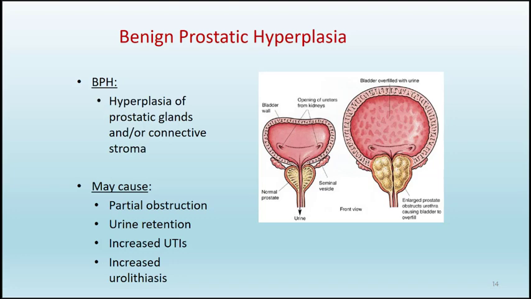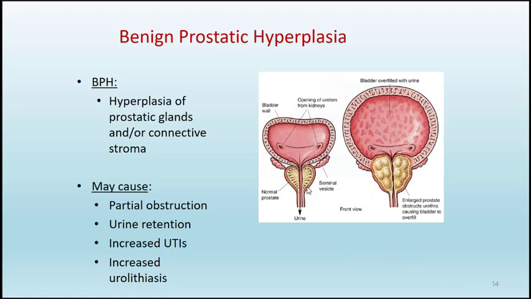Next up is benign prostatic hyperplasia, or BPH, which we've spoken about briefly already. This condition is defined by hyperplasia, which we know is an increase in cell number of the prostatic glands and/or the connective tissue stroma. It can sometimes be confused with prostate cancer. Although it's not written on the slide, you should make note that it usually begins in the inner layers of the prostate, okay?